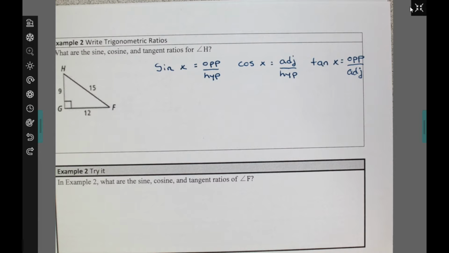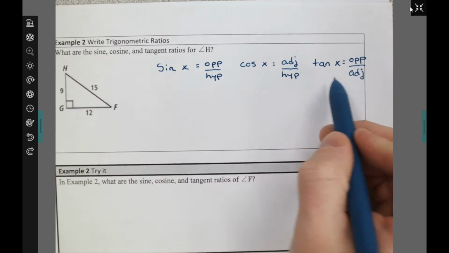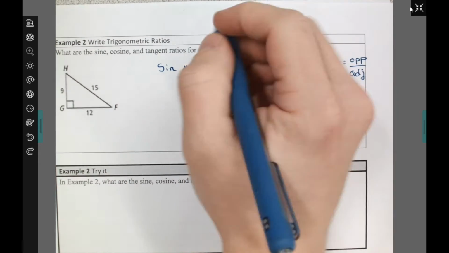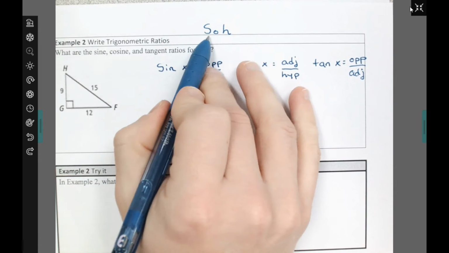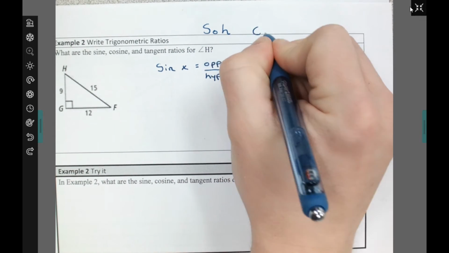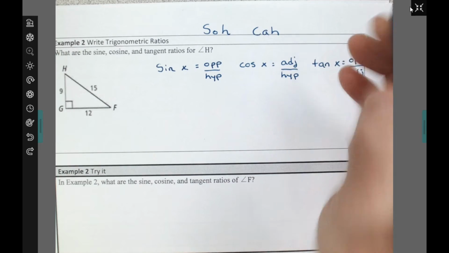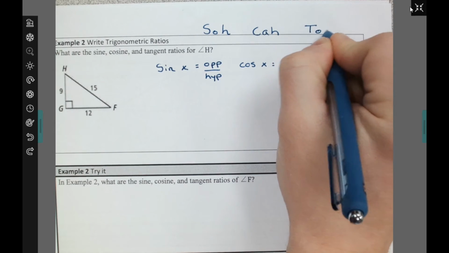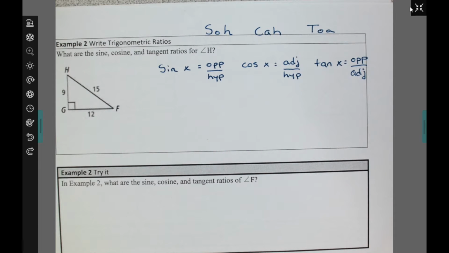You're not going to have a formula, you have to have that memorized. The way I go about memorizing this is by saying SOHCAHTOA. If I write that out, it would be SOH, so sine equals opposite over hypotenuse. CAH, so cosine is adjacent over hypotenuse. And lastly, TOA, so tangent is opposite over adjacent. Those are my three trig ratios, and those allow me to find the sides that we're going to be dealing with.